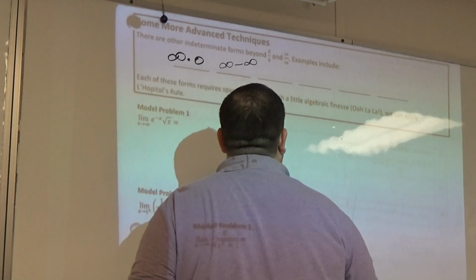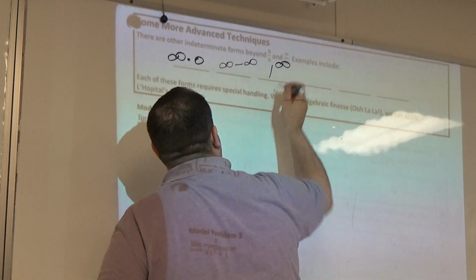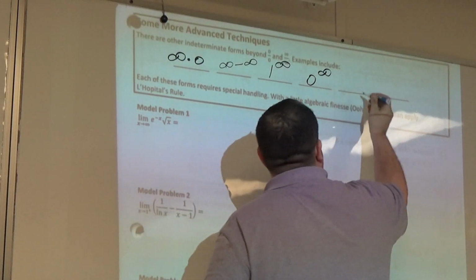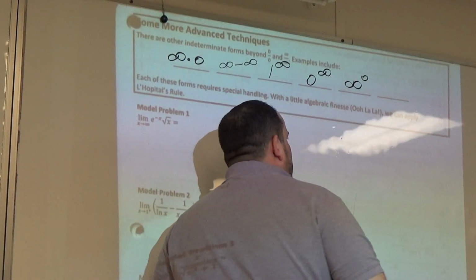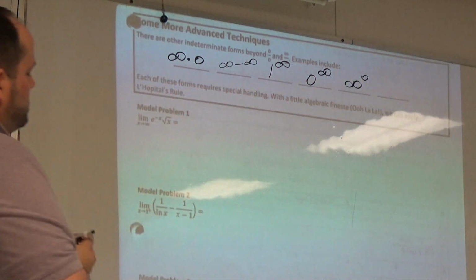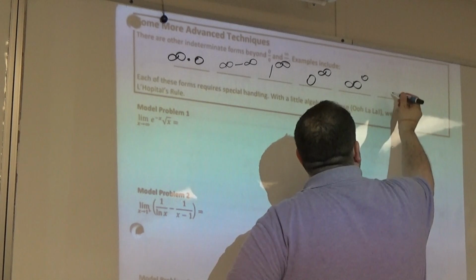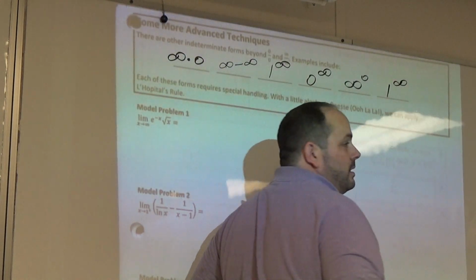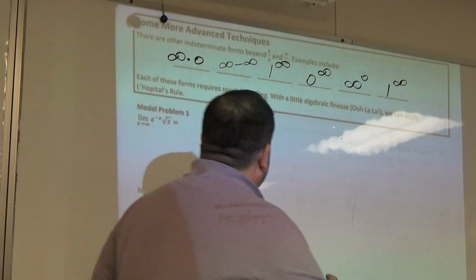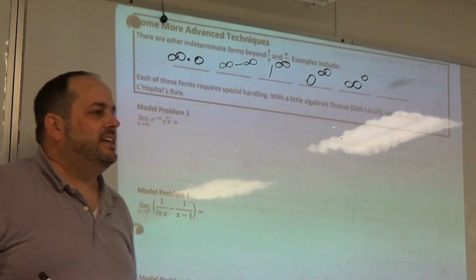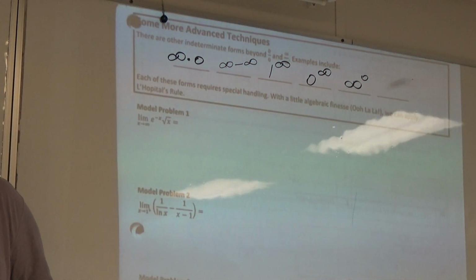Here are some other ones. 1 to the power of infinity. 0 to the power of infinity. Infinity to the power of 0. There's another one that completely escapes me right now. 1 to the infinity. Wait, you already put that one. I already have that one, thanks. There's another one that'll just remain a mystery until I can check my notes. All 5 of those are indeterminate forms.